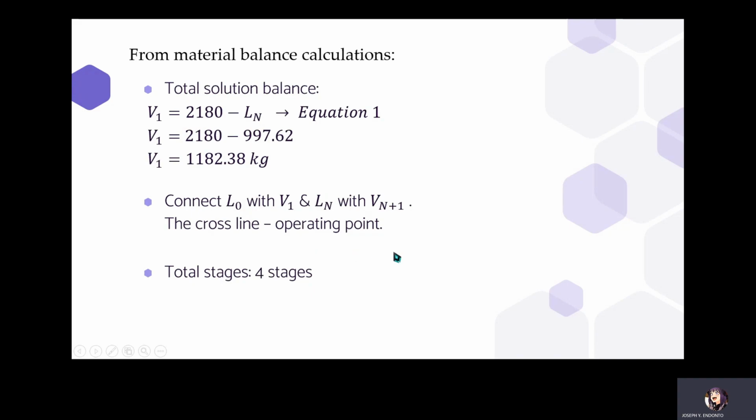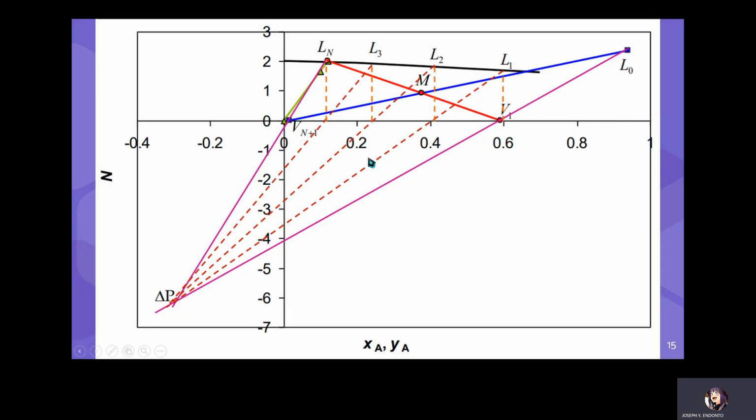And by connecting the value of L sub 0 with V sub 1 and L sub n with V sub n plus 1, and the cross line, which is the operating point, we have arrived at these graphical representations. As you can see, we add the values of L sub 1, L sub 2, L sub 3, and L sub n. And at this point, you can see that it is 4 stages. So this is the final graphical representation of the variable underflow.